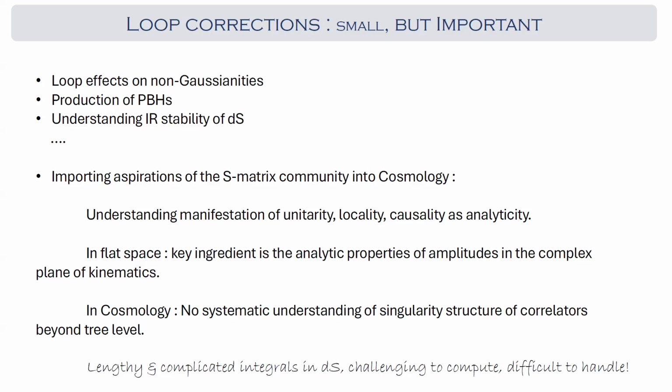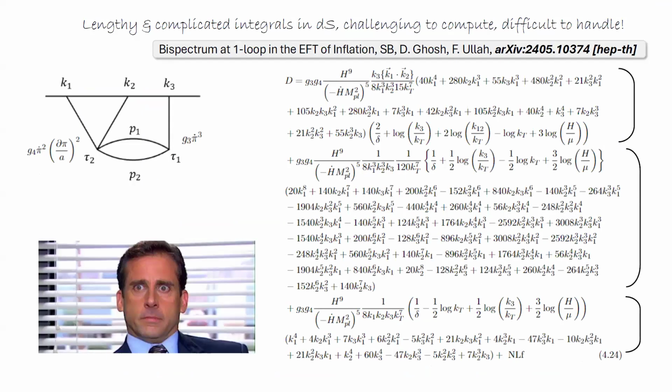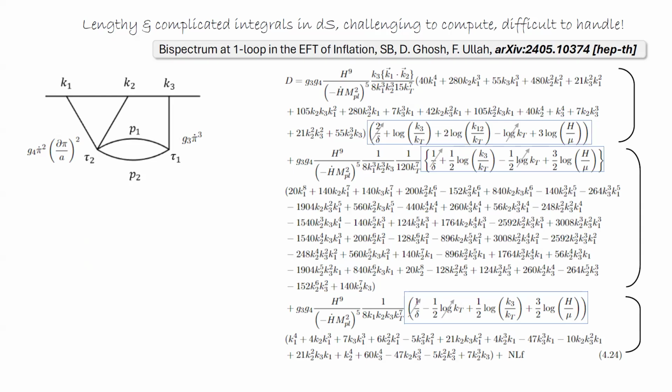There's no systematic understanding. The reason for this is very simple: these loop computations are very difficult to compute. Just to give you a flavor, if you compute this diagram with a quadratic interaction, you will get this result. Now, this is a very ugly result. But if you look past the ugliness, you will see the story that I just told you about. In each of these pieces, the 1 by delta and the unphysical logarithm come with a relative factor of -half, and so renormalization will cure this unphysical logarithm.